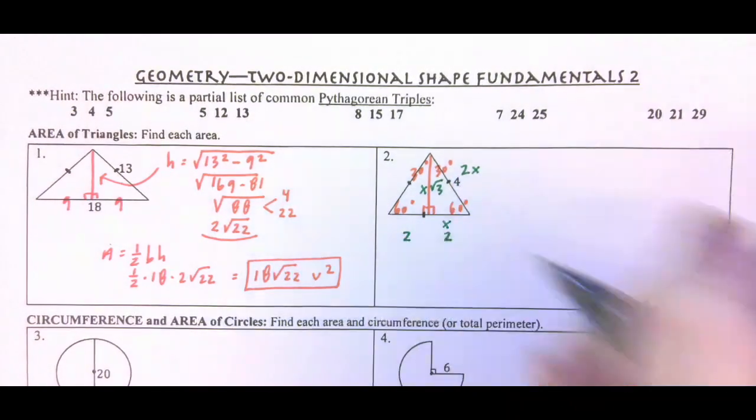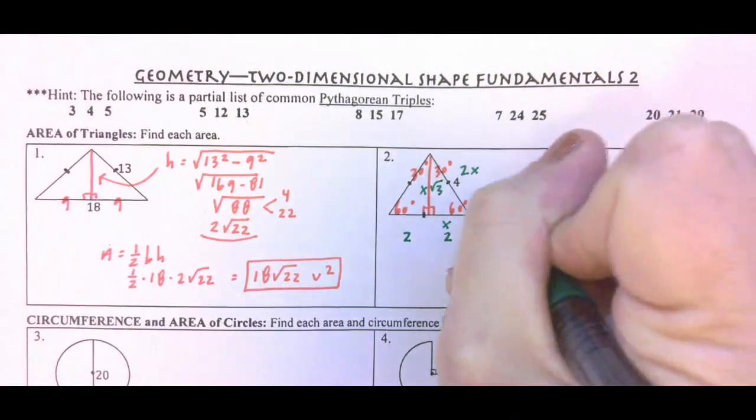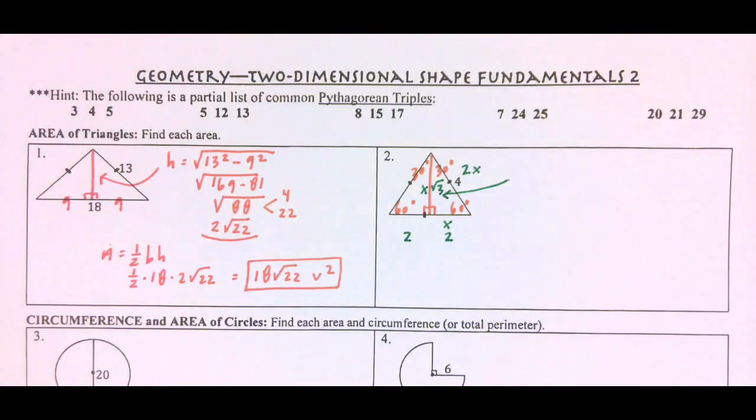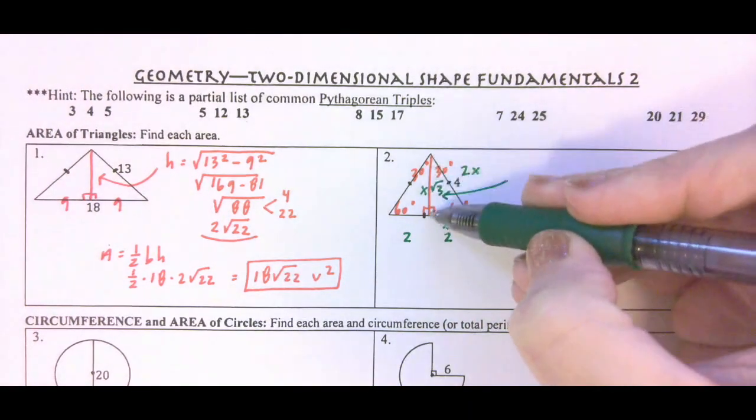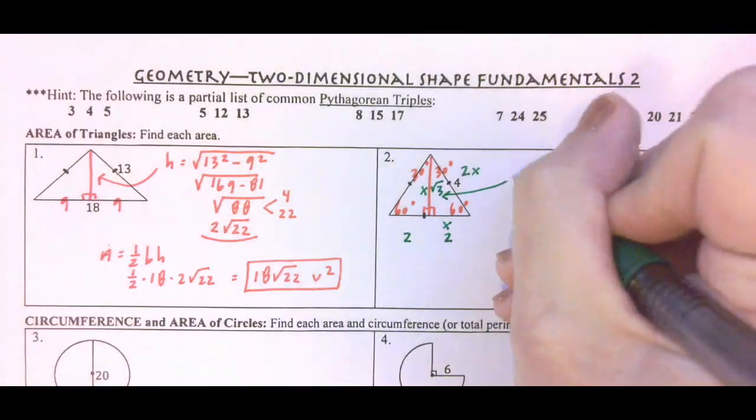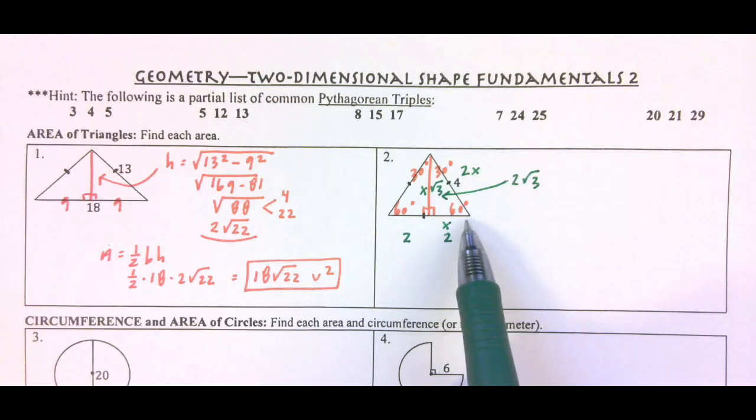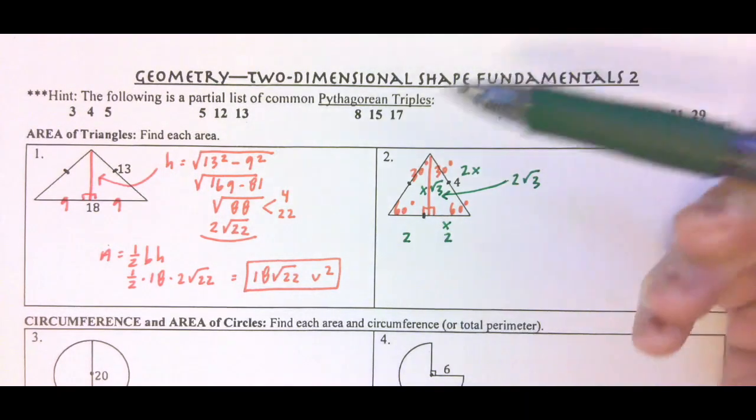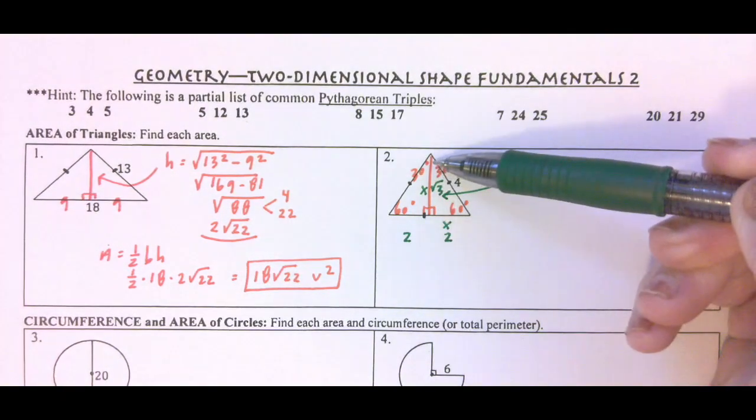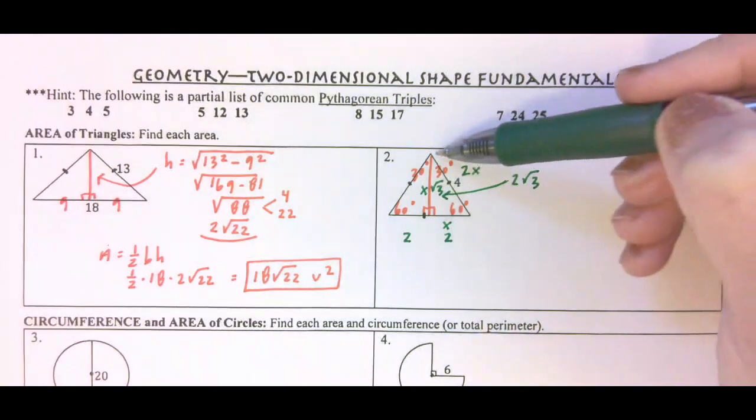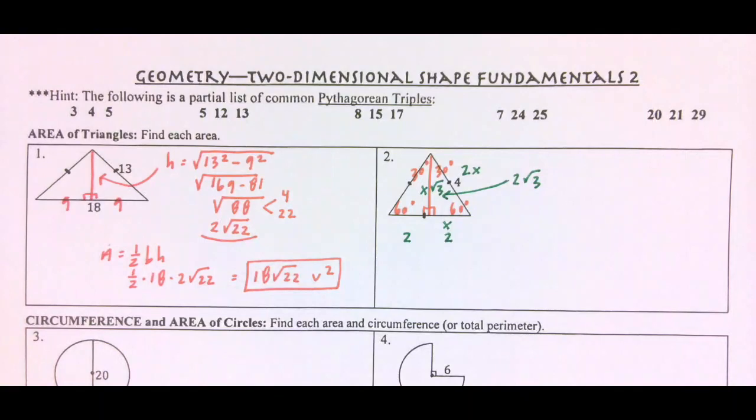I'd have a 2 over here as well. And then to get to my height right here, that ends up being 2 root 3. Let me say that back one more time. Short leg is x, that's 2. Longer leg is the x root 3, that's the height here, the 2 root 3. We were building off of the hypotenuse as 2x, that was 4.